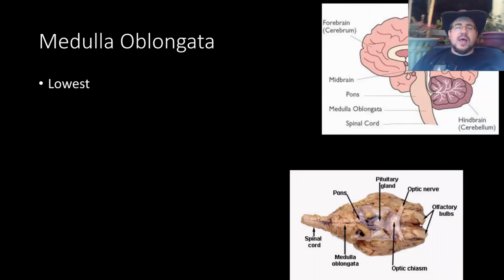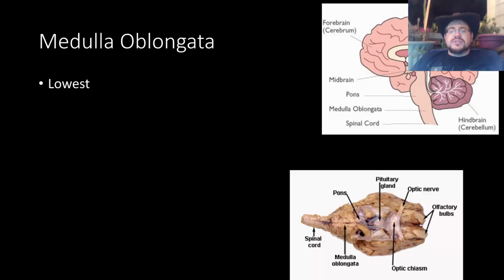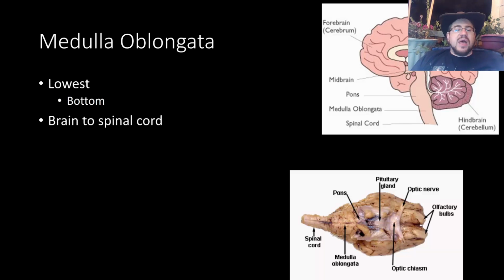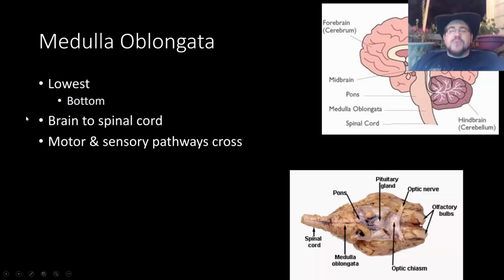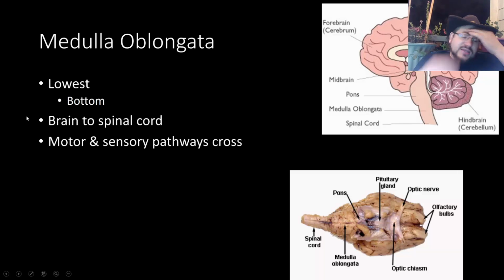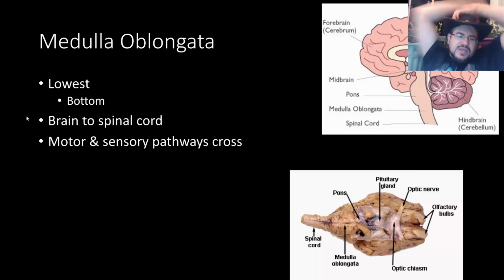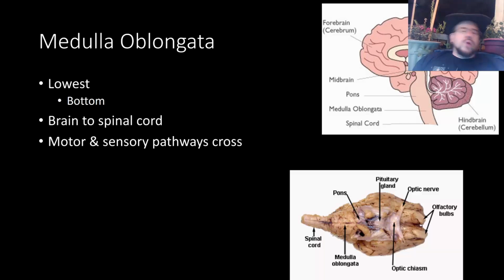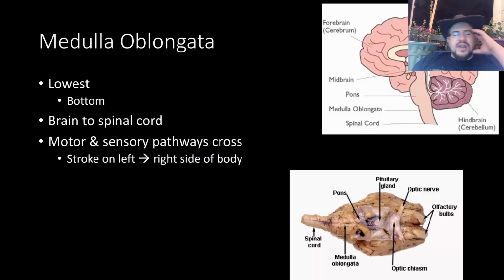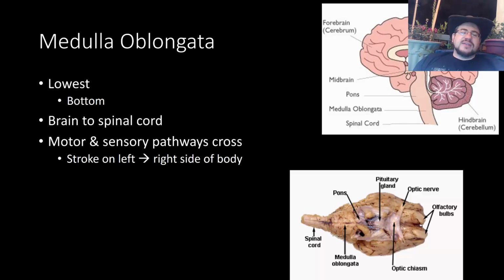All right, so first we'll hit up the medulla oblongata. As I said, it is the lowest portion of the brain at the very bottom, and it's the site where the brain connects up to the spinal cord. Motor and sensory pathways actually cross from the right side to the left side of the body and vice versa in the medulla oblongata. So you have information coming up and then it crosses. It produces some wonky stuff. For instance, if you have a stroke on the left side of your brain, then the right side of your body will be feeling the effects of that stroke.